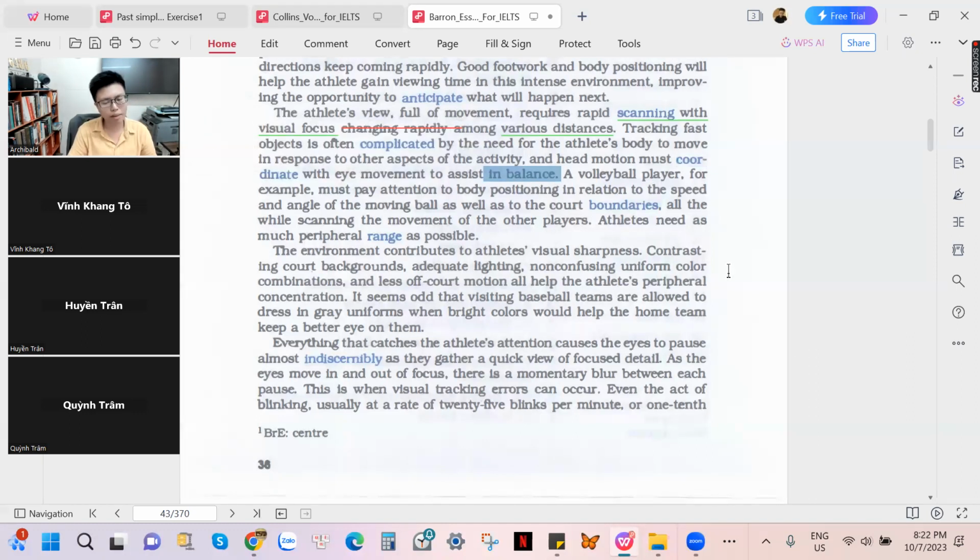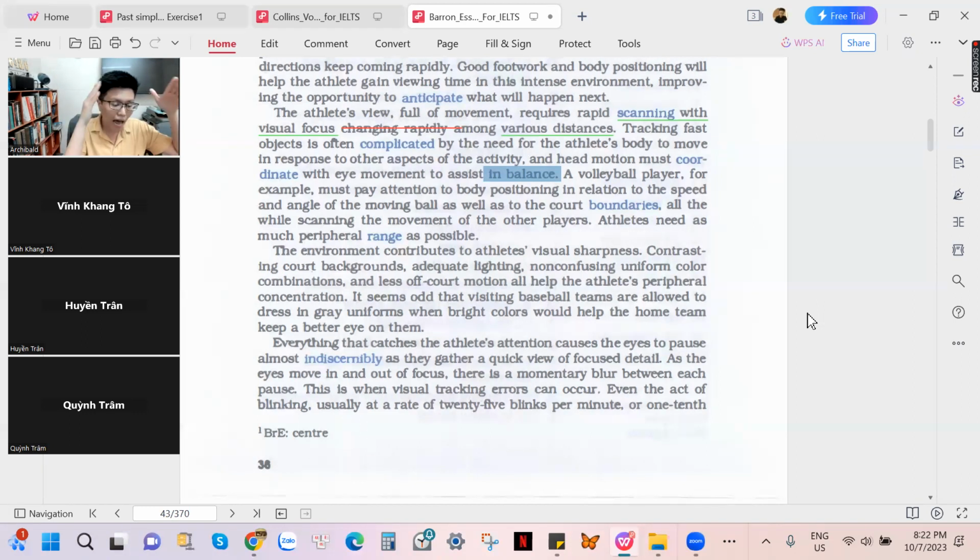Why did they use the word balance here? Because you need to balance the way that you think with the way that you see. Some people look at things, but they don't think. Some people look at other things and think about other things at the same time too.